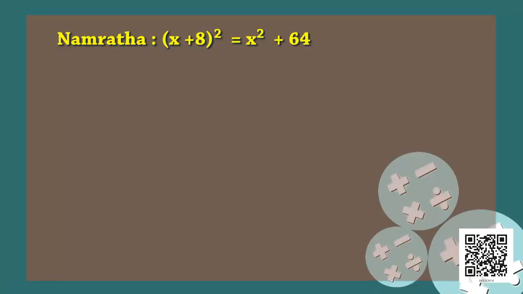Let us take one more. (x plus 8) whole square is equal to x square plus 64. This is done by Namrata. Now see how Salma has done. (x plus 8) whole square is equal to x square plus 16x plus 64. Who is correct? Again, Salma is correct, because (x plus 8) whole square is not just the square of x and the square of 8. In that way, Namrata has done.